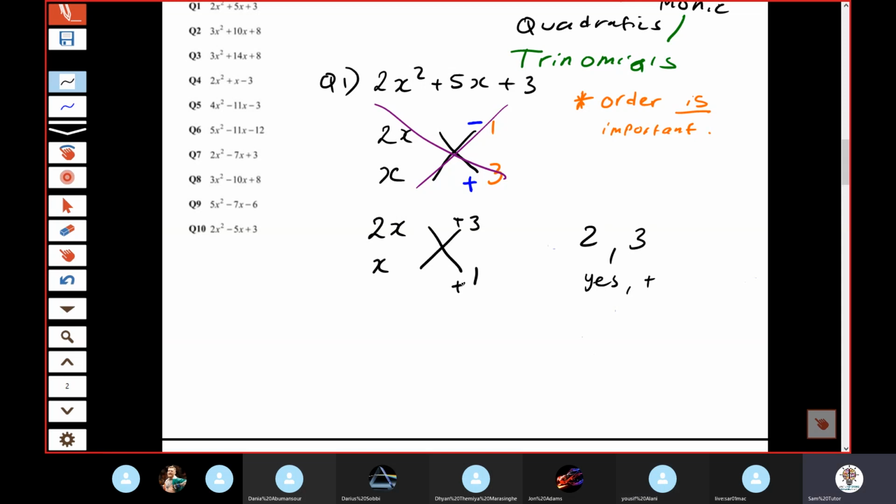Let's add them. And then what's +3 times +1? +3. What is 2 plus 3? 5. Now you've got the answer. So the answer is actually 2x plus 3, x plus 1. All right, Bobby. Make sense? Good. And then obviously, you write them horizontally, 2x plus 3, x plus 1.